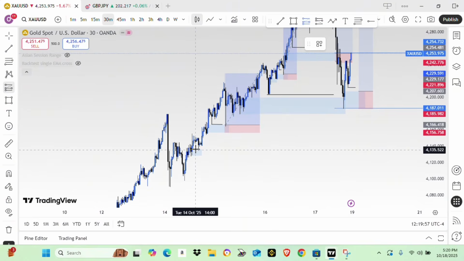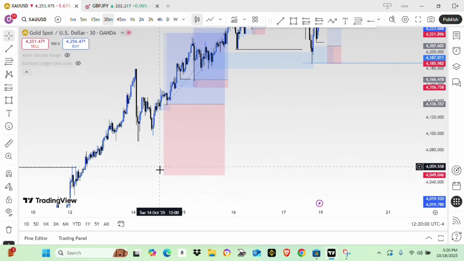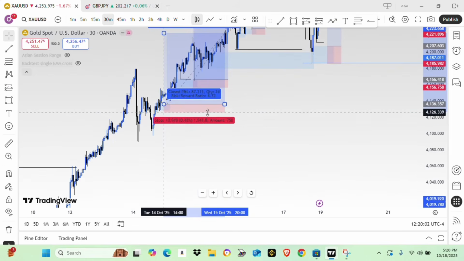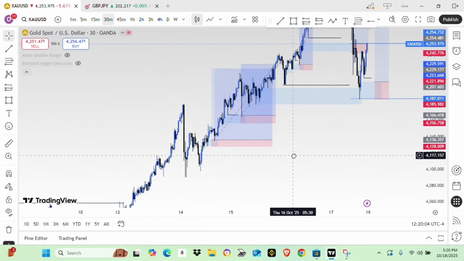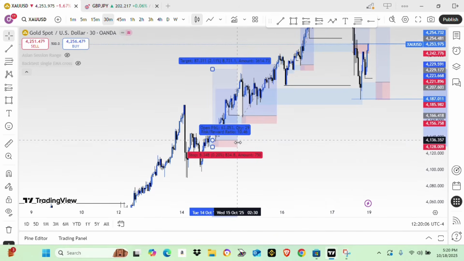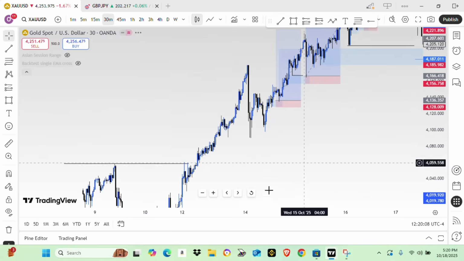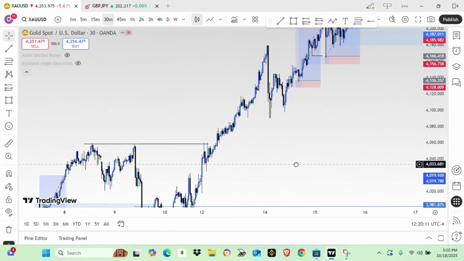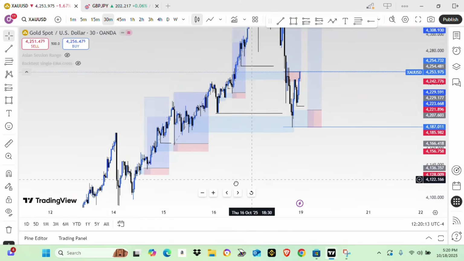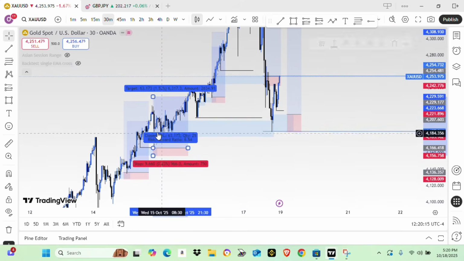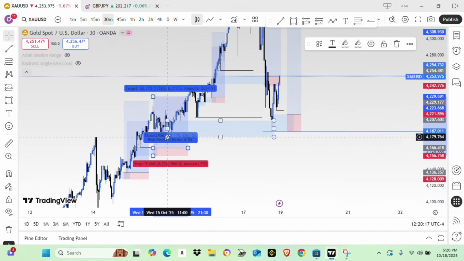I took my first trade at this level, but I think I deleted it, so I need to put it back. I took this trade on Tuesday, Wednesday. Yeah, it was on Tuesday. Then I took the second one on Wednesday. So that was how I traded it.